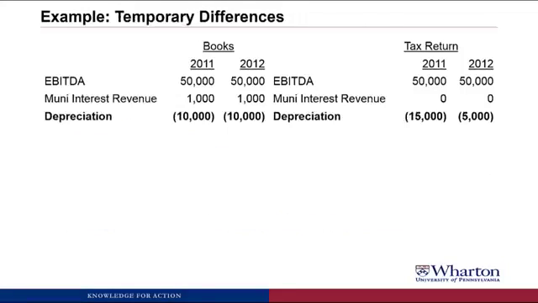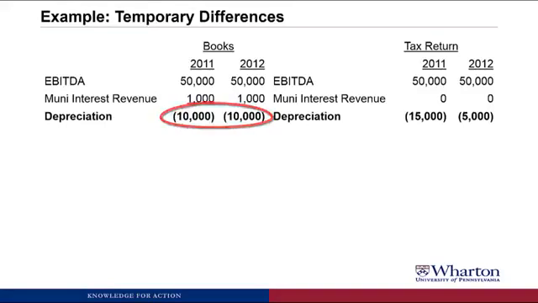Next part of the example is going to show you how temporary differences work. Here, a classic example would be depreciation. Let's say we have an asset which we're only going to have for 2 years. On the financial statements or the books, we depreciate it straight line over those 2 years. So depreciation is a $10,000 expense per year.